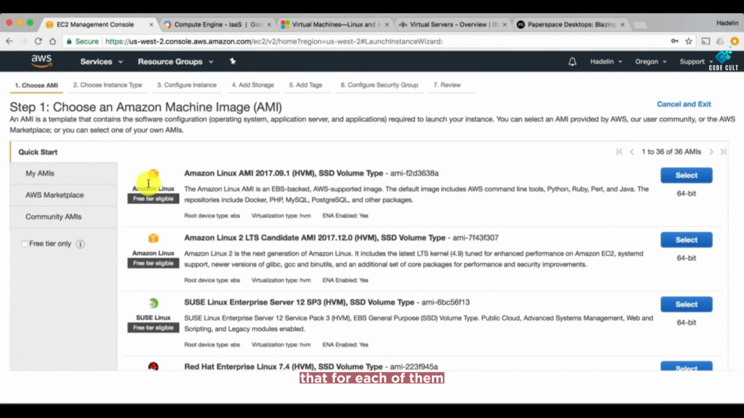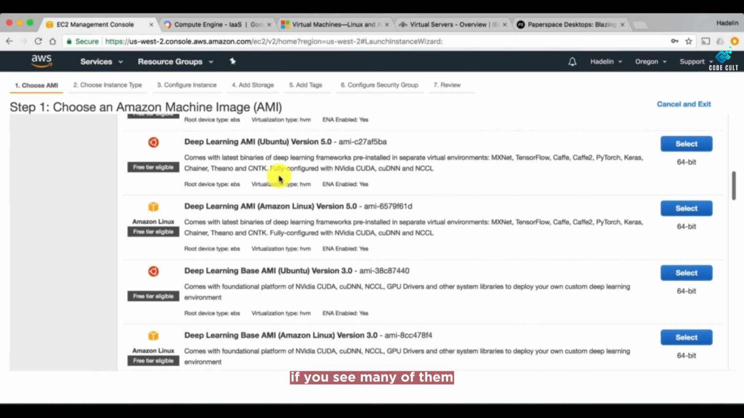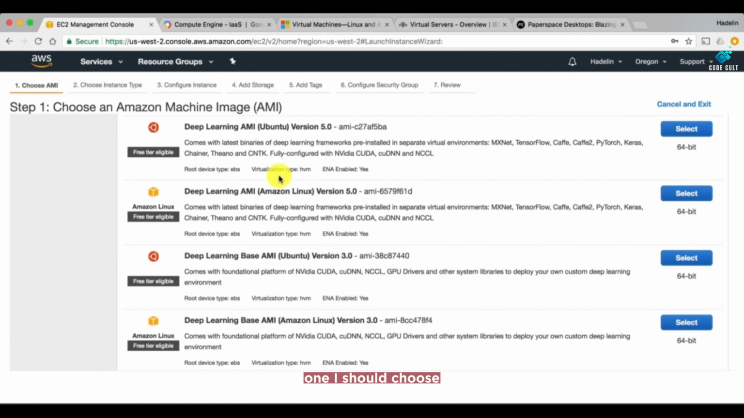And you see that for each of them, it is specified if it is free tier eligible. And that's the one you must choose if you're still in the experimenting phase. Free tier eligible. So that's an example of one, but no worries if you see many of them. You might be wondering right now which one I should choose.